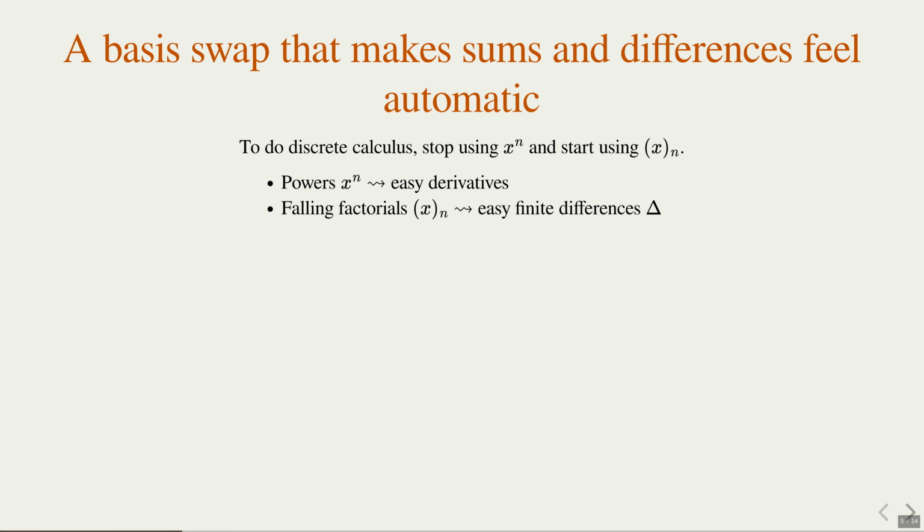So you are saying falling factorials are to discrete math what ordinary powers are to calculus? Yes, with the finite difference operator falling factorials play the starring role, and the Stirling numbers are literally the conversion chart between the two coordinate systems, powers and falling factorials.